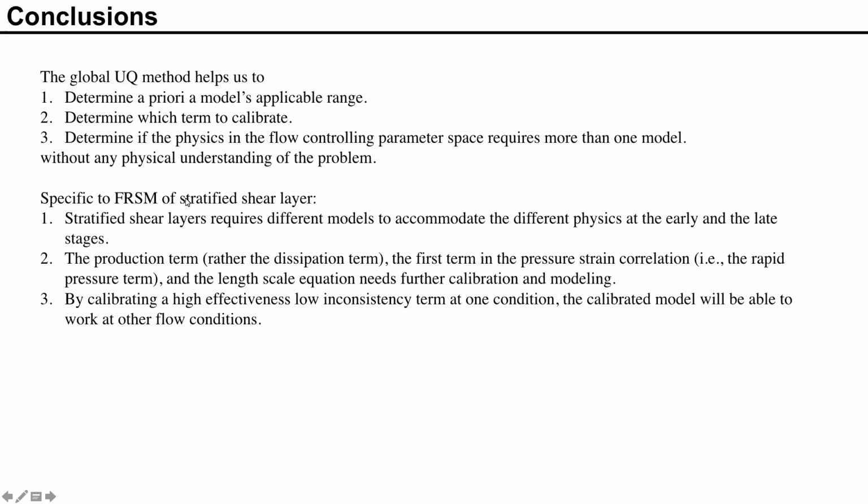Specifically for the FRSM of stratified shear layer and stratified flow in general, we know that the stratified shear layer requires different models to accommodate different physics at the early and the later stage. We found out that the production term, the dissipation term, the first term in the pressure strain correlation, essentially the rapid pressure term, and the length scale equation need further calibration and modeling. That points us in the right direction. By calibrating a high effectiveness, low inconsistency term at one condition, the calibrated model will be able to work at other flow conditions. That's everything I want to show today.